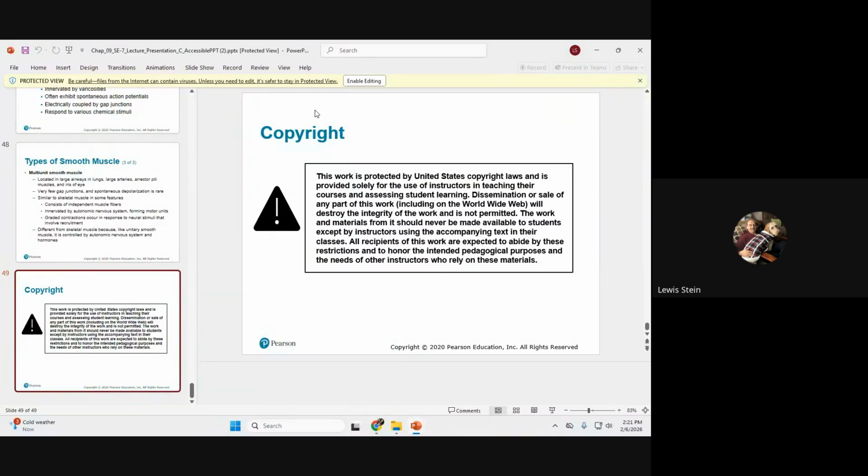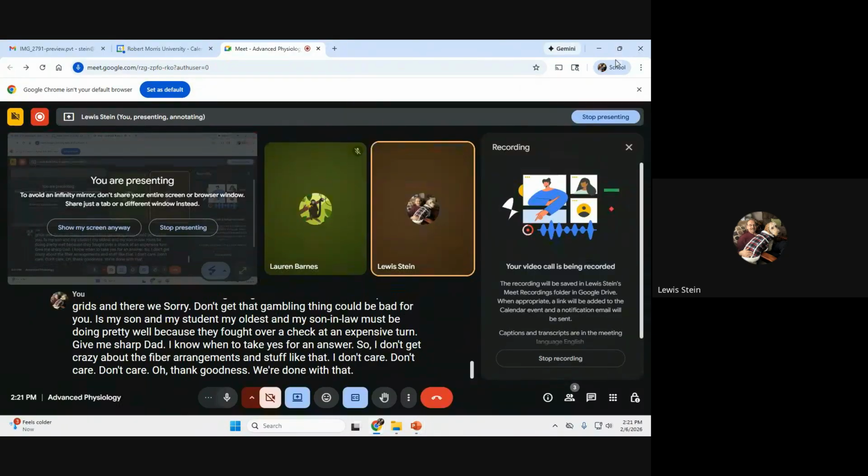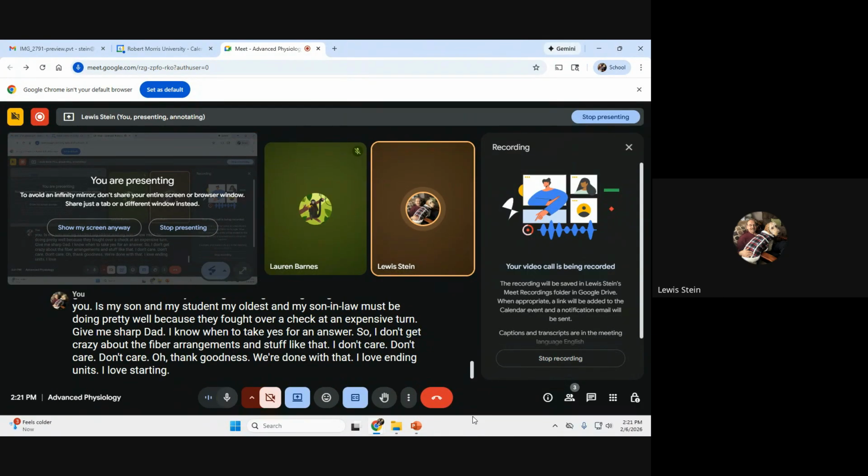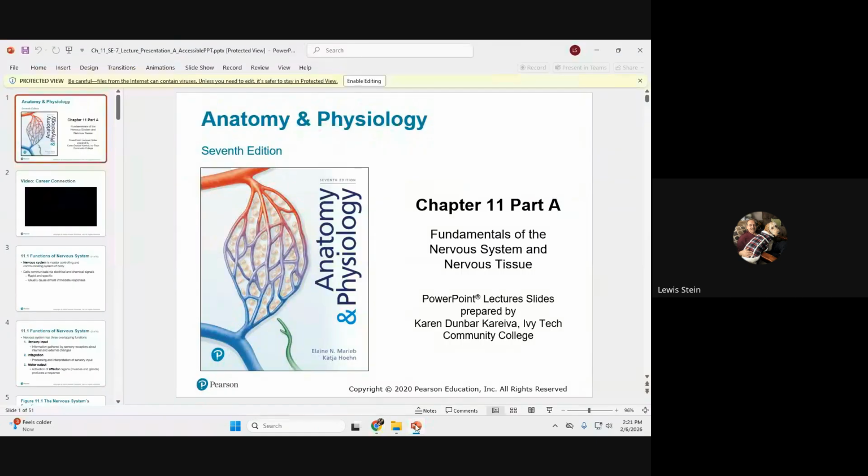Oh, thank goodness we're done with that. I love ending units. I love starting new units. So here comes a really important one. I have it loaded. This is 11. This is the nervous system. Oh boy. Is there a lot here?